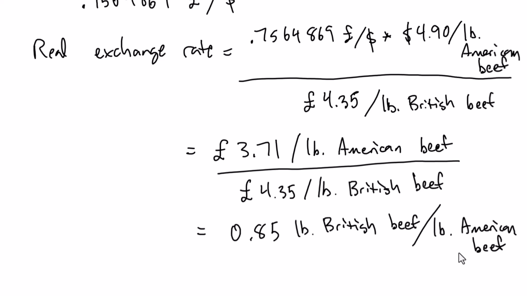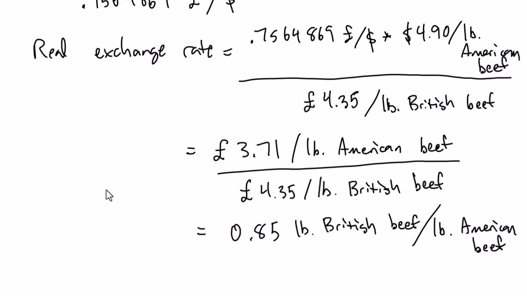This implies that ceteris paribus, if a person had the choice to buy British beef or American beef, they would go with American beef because it is cheaper. This is an important idea to remember, and we will revisit this later on. Of course, beef is not the only thing that people consume, and we might be interested in thinking about the overall real exchange rates from one country to another, and we can do that using a basket of goods.